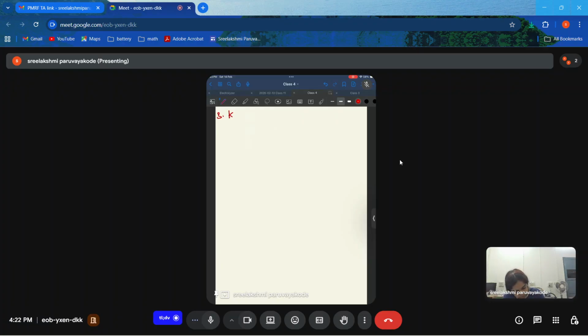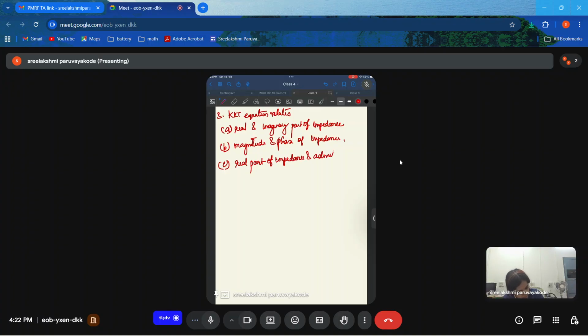Now, the third question. The KKT equation relates: real and imaginary part of impedance, magnitude and phase of impedance, real part of impedance and admittance, or none of the above.